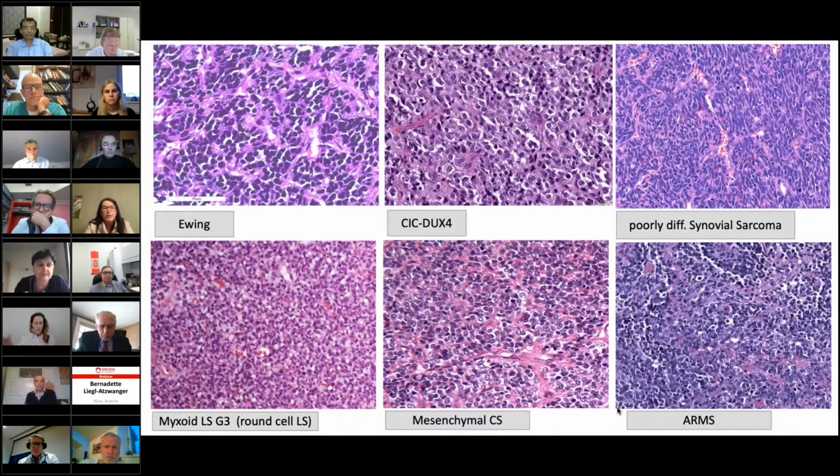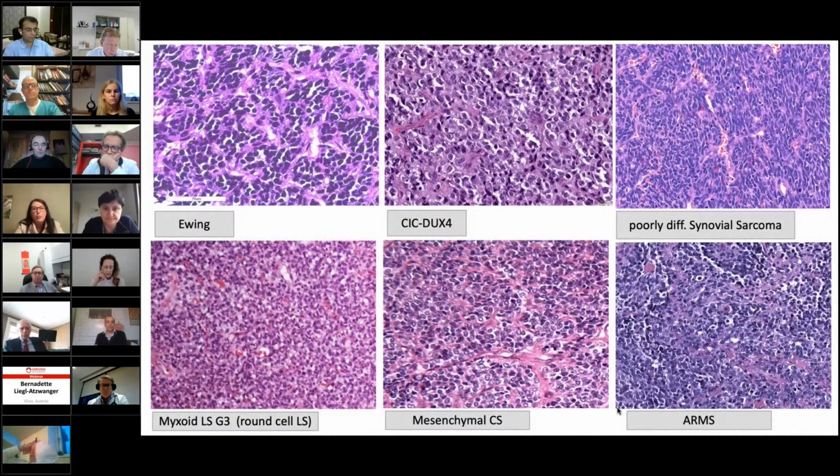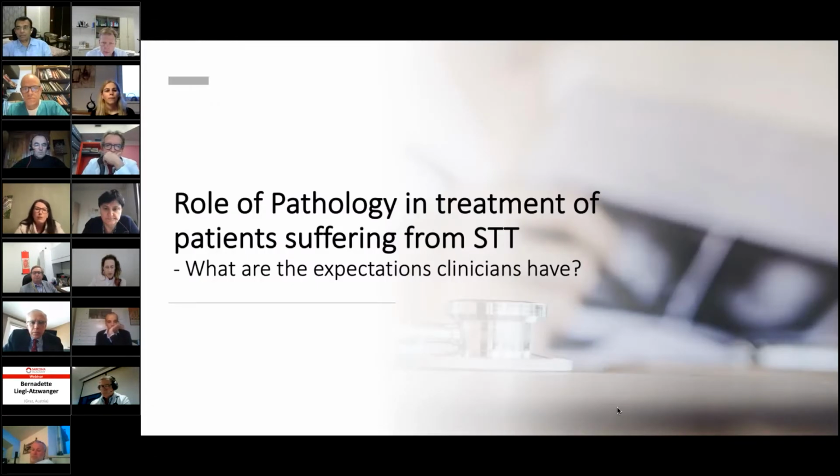And I decided to pick different tumor entities. I picked the Ewing sarcoma and the CIC-DUX4 rearranged sarcoma as part of the undifferentiated round blue cell tumors of soft tissue and bone. And I also decided to pick a fully differentiated synovial sarcoma, a high-grade myxoid liposarcoma, a mesenchymal chondrosarcoma, and the alveolar rhabdomyosarcoma. And the role of pathology is quite clear in the treatment of patients with soft tissue sarcomas.